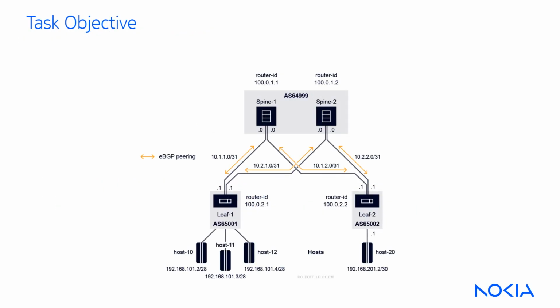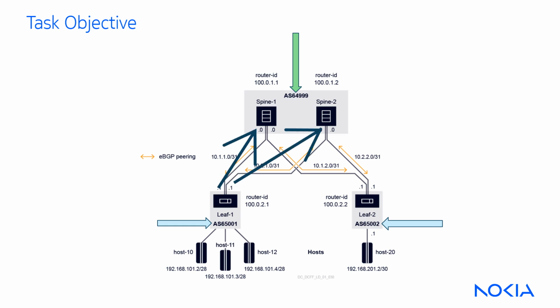Our lab topology consists of a leaf and spine data center, with 2 leaf routers connected to 2 spine routers. External BGP, or eBGP, is used as the routing protocol for the underlay. Each leaf router is in its own autonomous system, or AS, while all the spine routers belong to a single AS. We are going to configure 2 eBGP sessions on the SR Linux router leaf 1. One session to spine 1 and one session to spine 2. Router spine 1 and spine 2 have been pre-configured with eBGP sessions towards leaf 1.